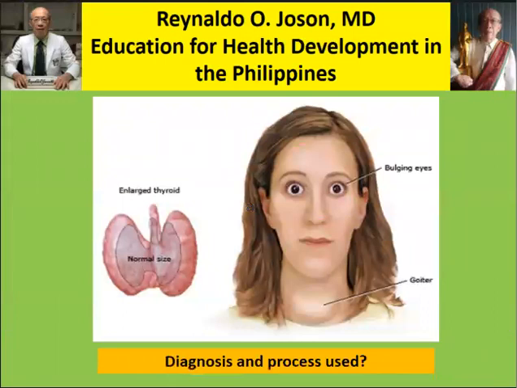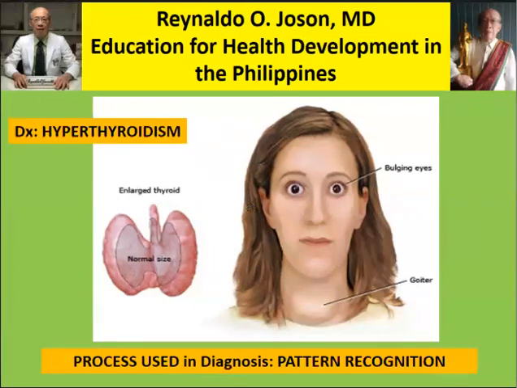This patient has bulging eyes and enlarged thyroid. What is the diagnosis and what process is used? Bulging eyes and enlarged thyroid are the usual presenting signs of hyperthyroidism. We recognize a pattern for hyperthyroidism. Thus, the diagnosis is hyperthyroidism, and the process used is pattern recognition.